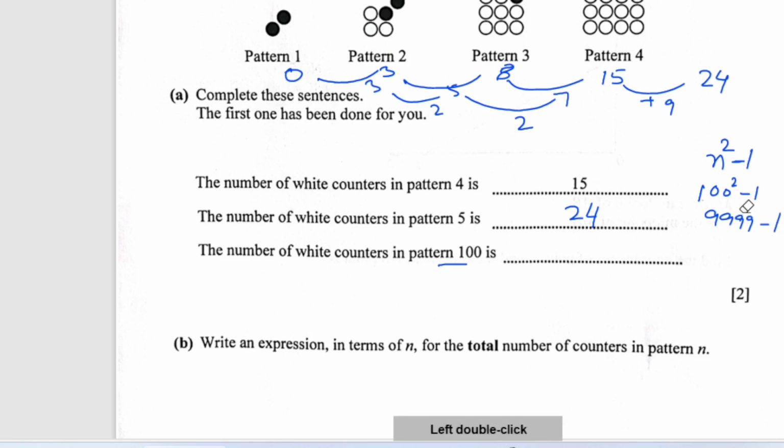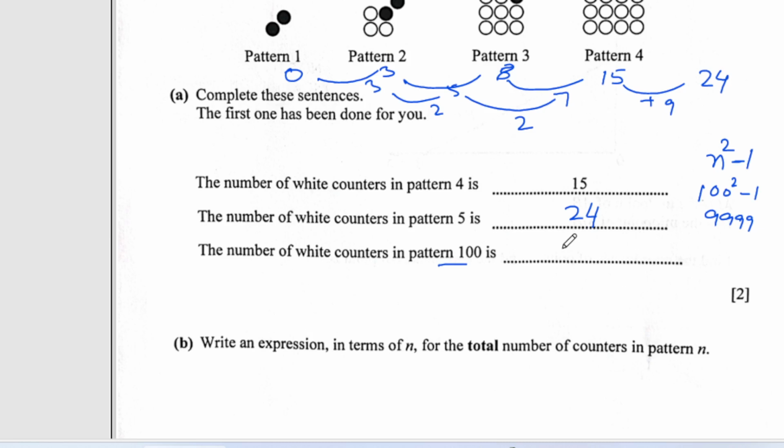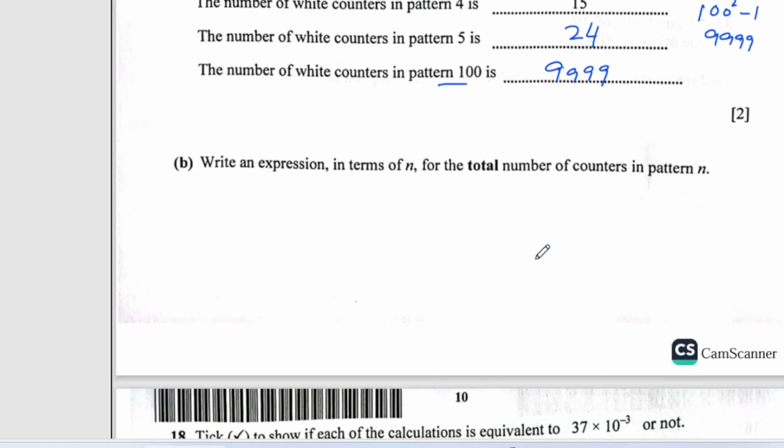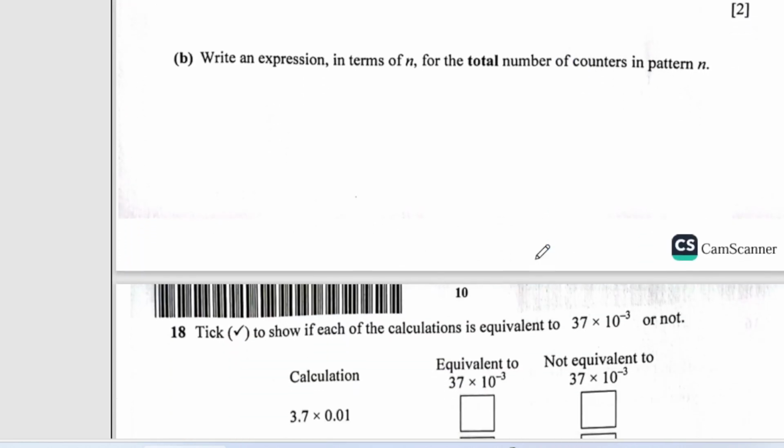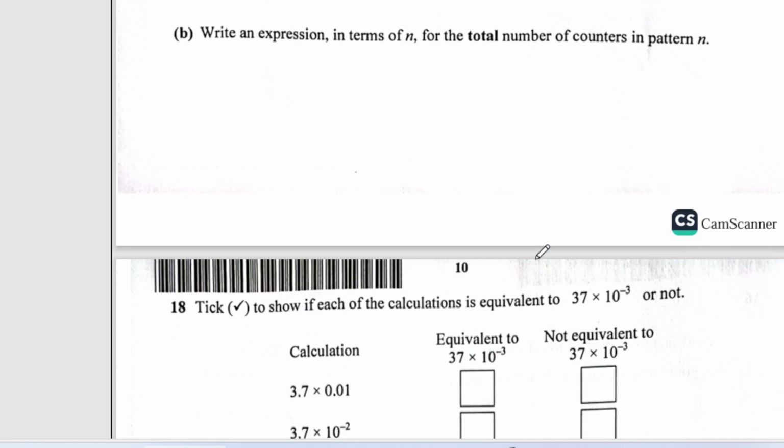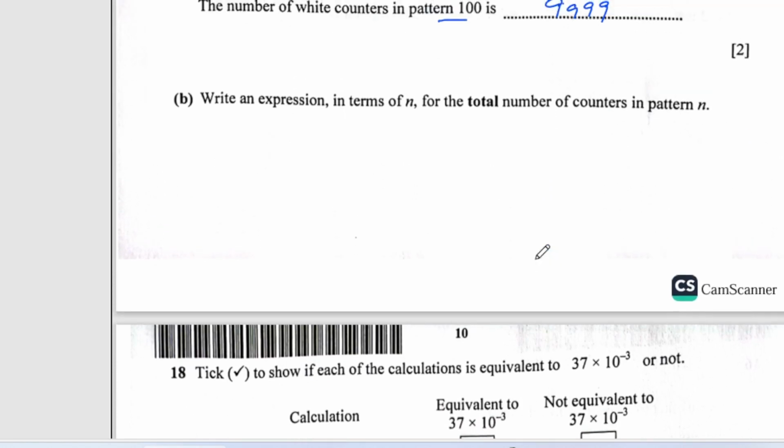So this is going to be here 9,999. Right. Now write an expression in terms of n for the total number of counters in n. So he is talking about the total number of counters now.